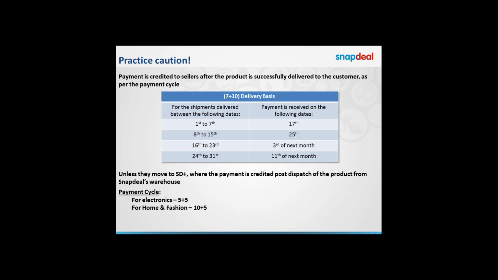Payment is credited to the seller after the product is successfully delivered to the customer and as per the payment cycle which is given right on the screen. And unless they move to SD Plus, as I mentioned, SD Plus has got a shorter payment cycle. In case of SD Plus, the payment is credited to the seller's account when a product is dispatched, whereas in normal conditions it is credited when the product is delivered. The payment cycle for SD Plus is 5 plus 5 for electronics, and for home and fashion it is 10 plus 5.